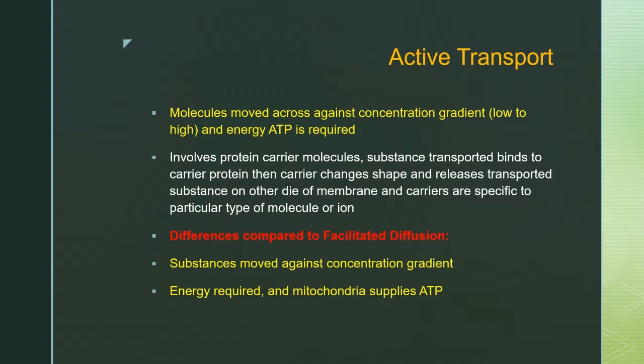It involves protein carrier molecules, with the substance being transported binding to the carrier protein, which then changes shape and releases the transported substance on the other side of the membrane. These carriers will be specific to the particular type of molecule or ion, and they use ATP as their energy. So the basic differences between active transport and facilitated diffusion are that the substances are moved against the concentration gradient, you require energy, and the mitochondria supply the ATP energy that is needed.